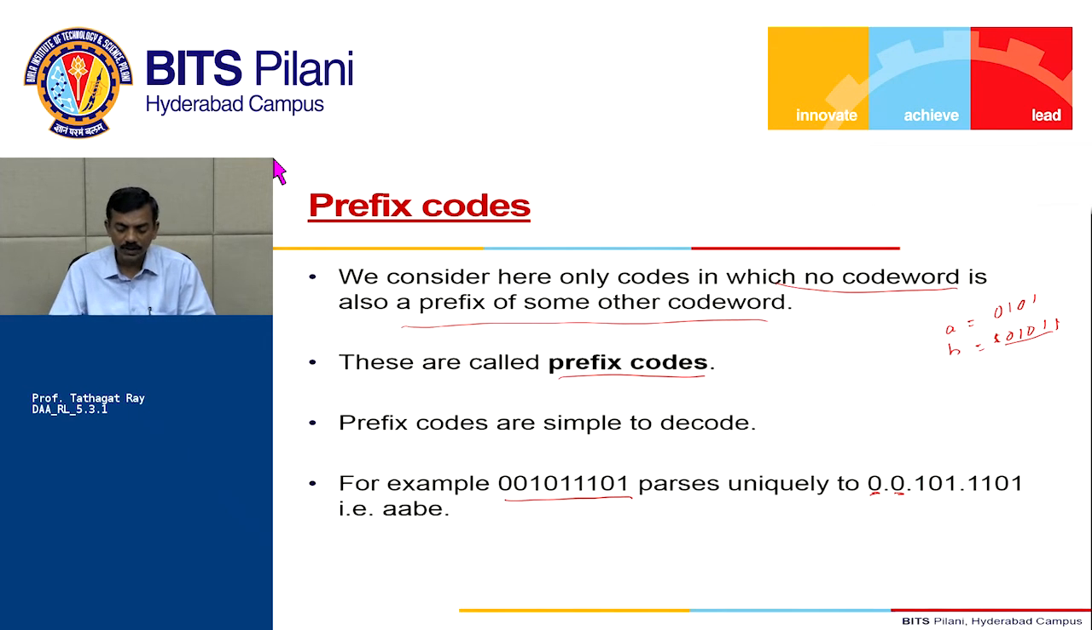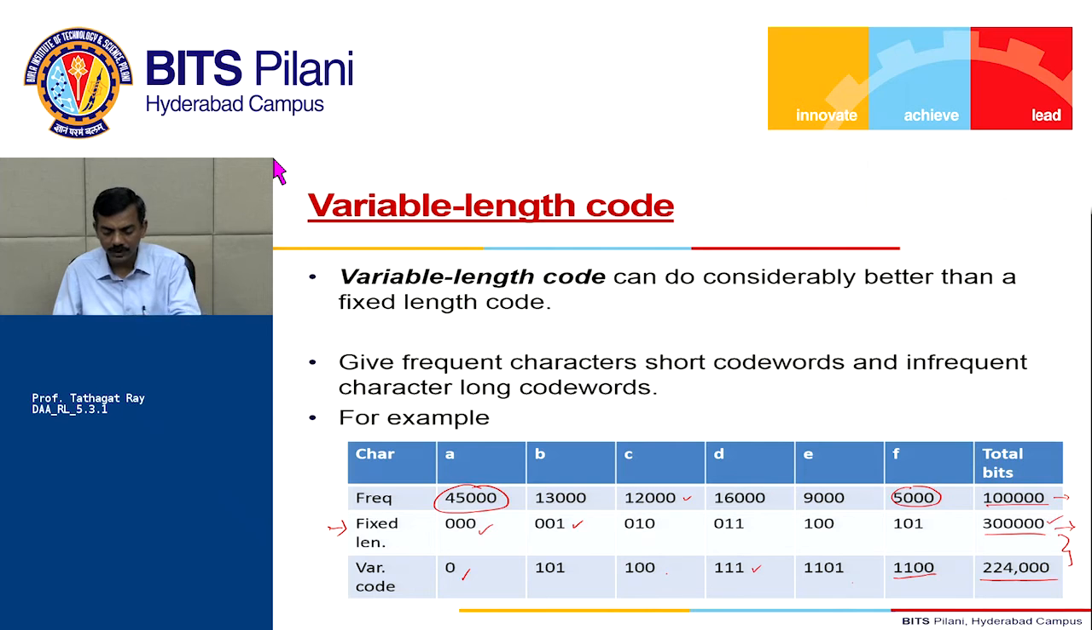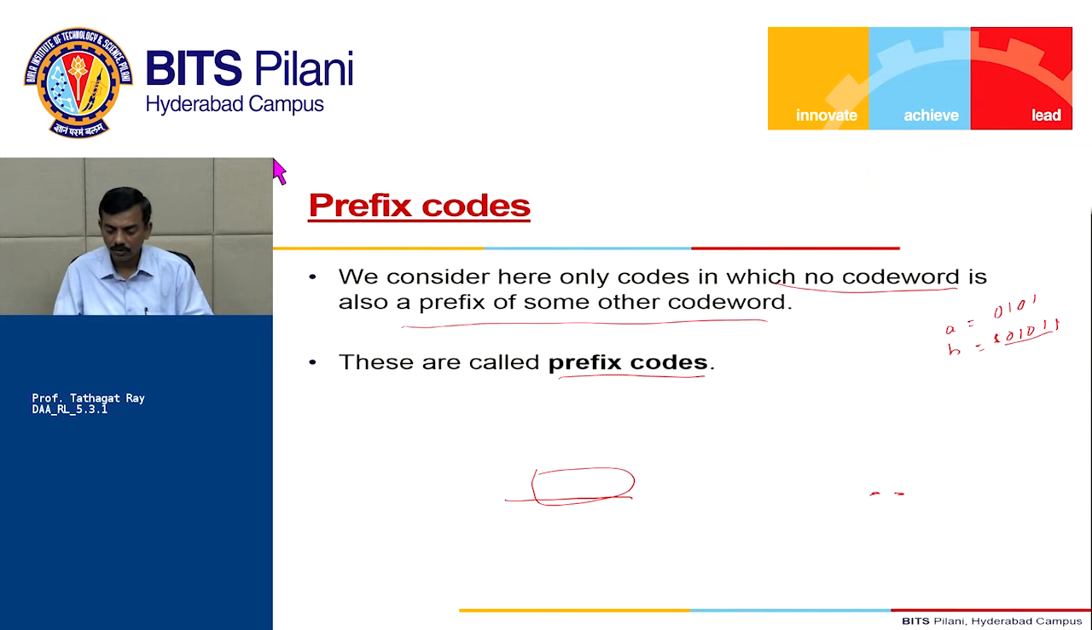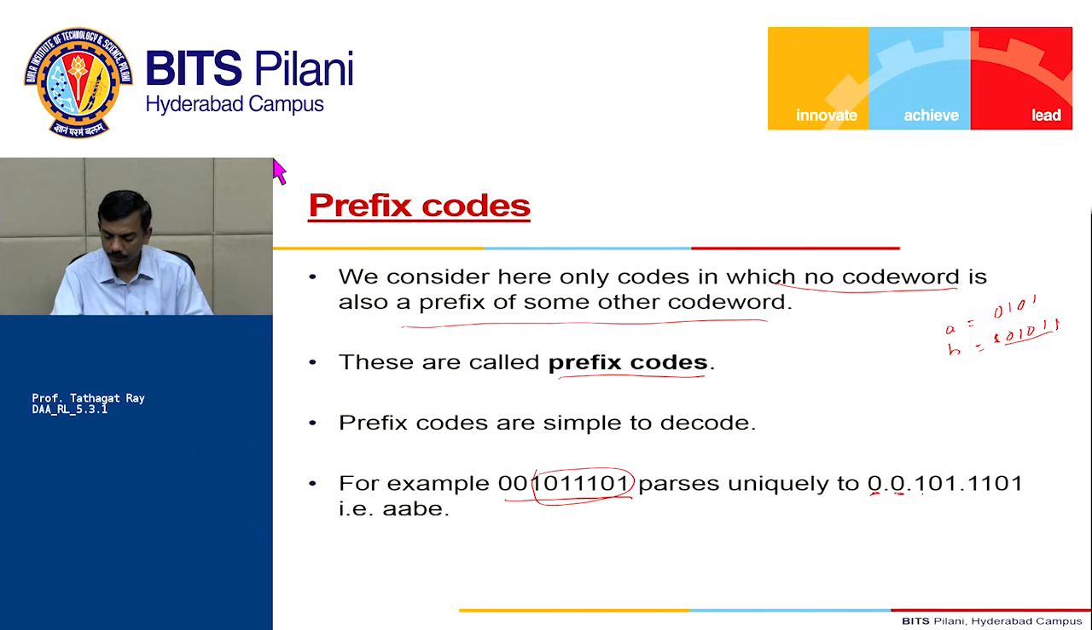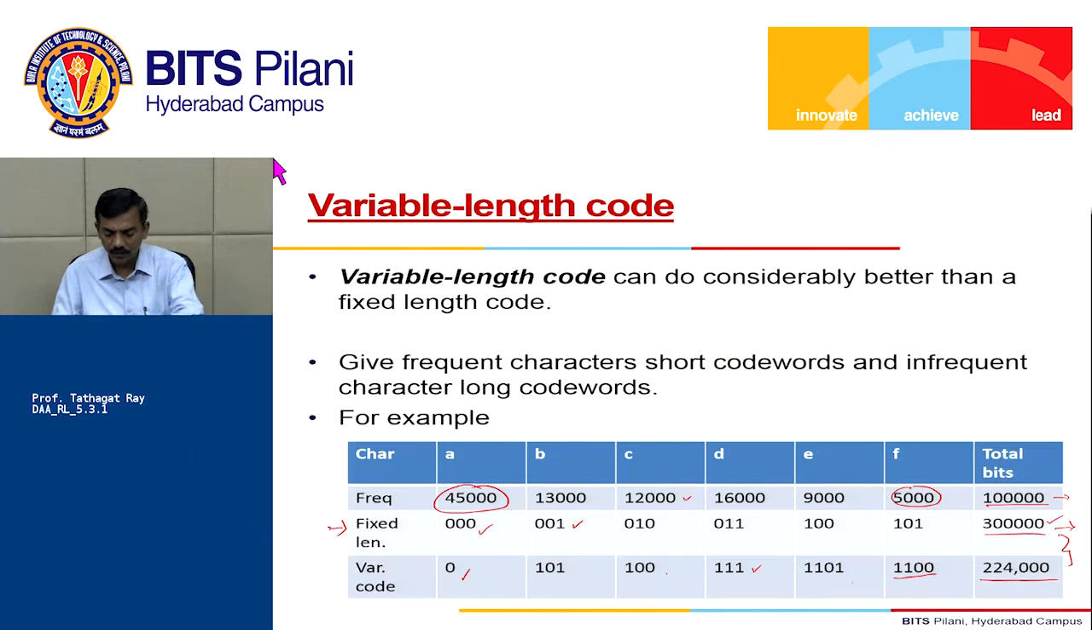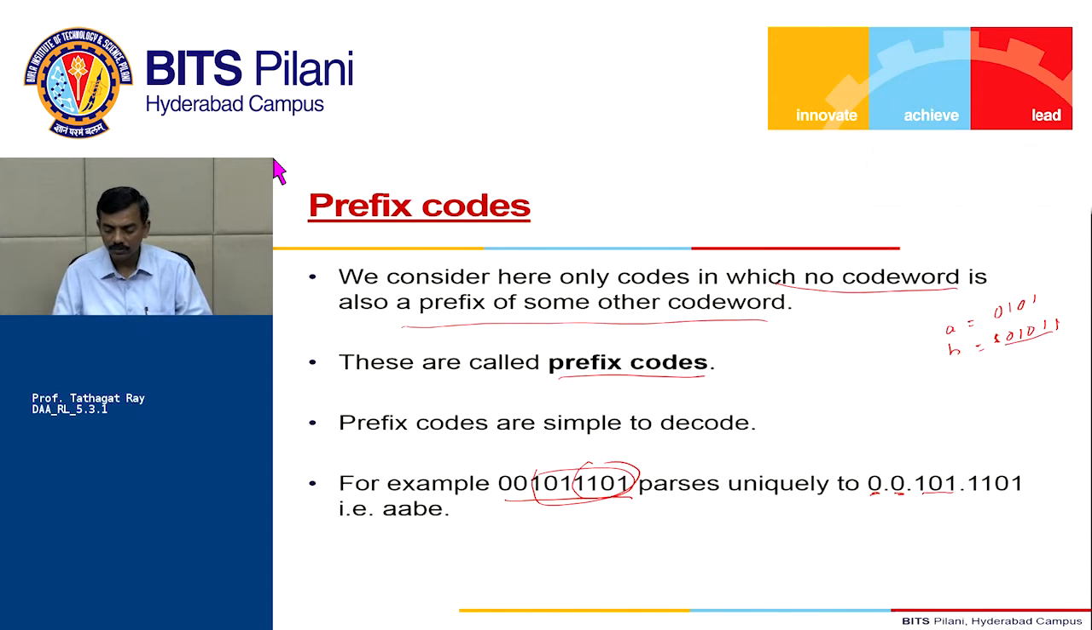Then what is left is 1011101. Immediately you see 101, so you put B there. Then what is left is 1101, and you see that 1101 is nothing but E. That's the remaining code. So this turns out to be AABE. You can decode the file very easily if you use prefix codes.